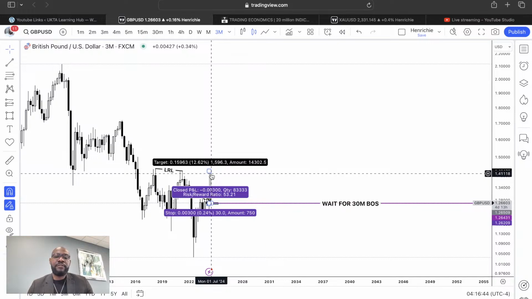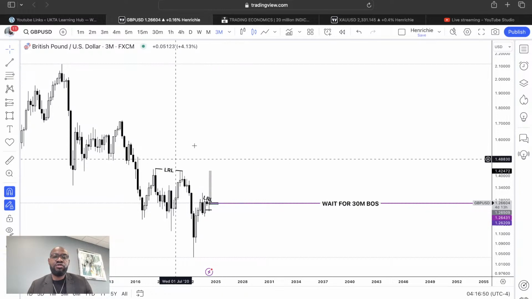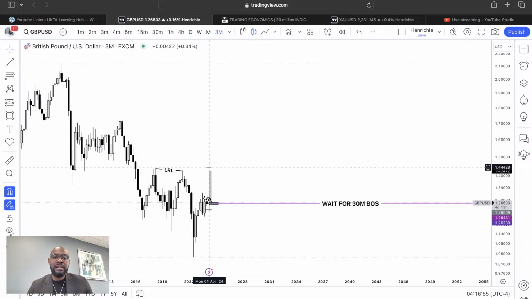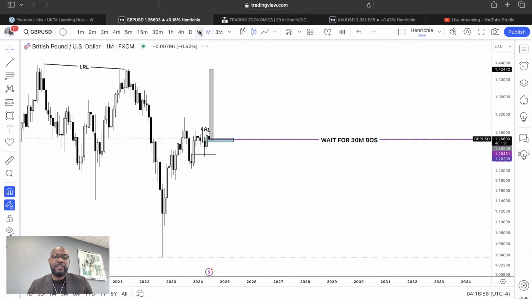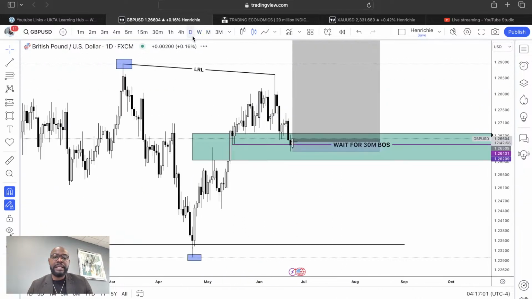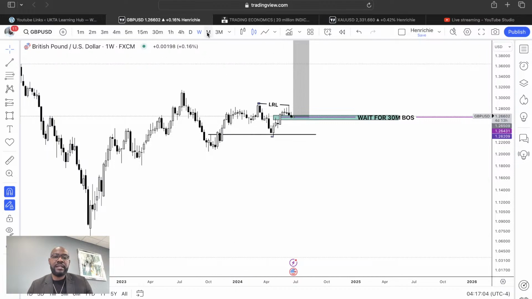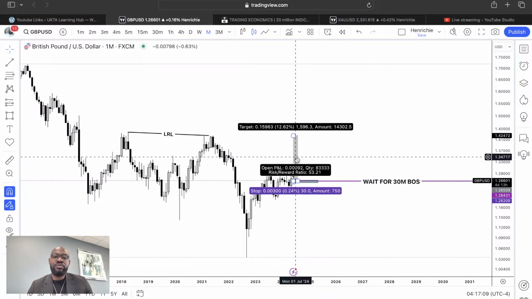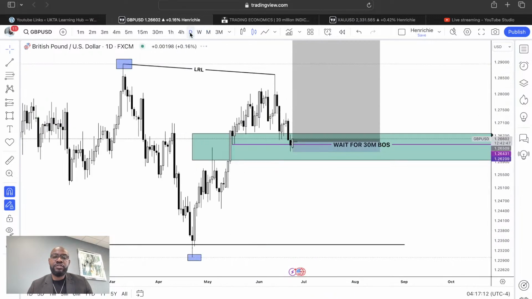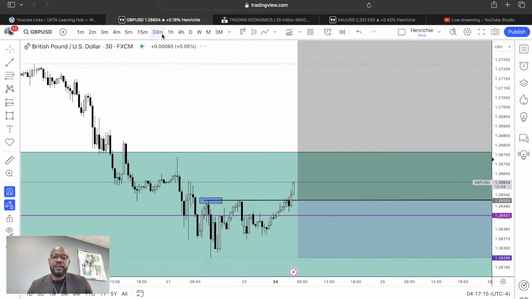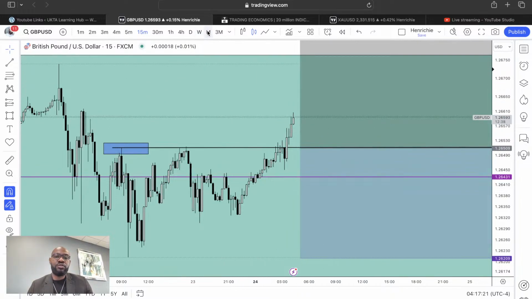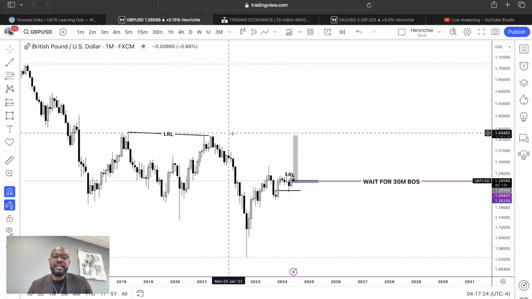In as much as I'm not going to just randomly jump in, if I'm to take a trade on GBP US dollar, this is going to be it. This right here is going to be the trade, and I'll be targeting that high. This high is right here. It's going to be a swing trade. I'm just going to enter the trade and just allow price to play out. So this is what I'm watching on GBP US dollar, and from the swing trade perspective, this is my target.